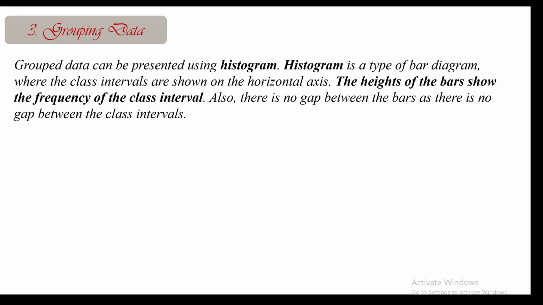Grouped data can be presented using a histogram. A histogram is a type of bar diagram where the class intervals are shown on the horizontal axis. The height of the bar shows the frequency of the class interval. Also, there is no gap between the bars as there is no gap between the class intervals.